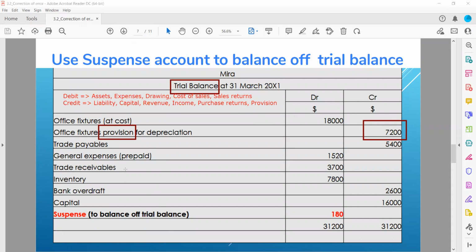Trade receivable is a customer. Inventory is goods. Bank overdraft means that we do not have money in the bank; the bank has given us the money, so we owe money to the bank. Capital must be on the credit side. So the difference will use the suspense to balance it off. Take note, in the trial balance, the subtotal of debit and credit must be the same amount, and the same rule applies.